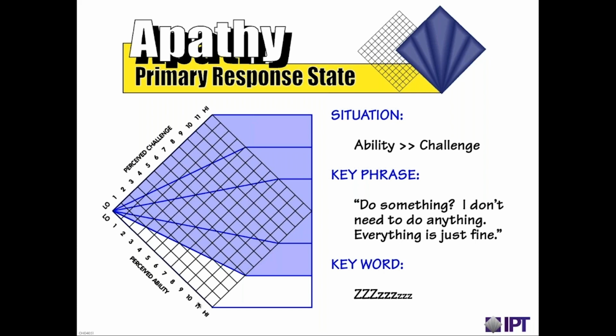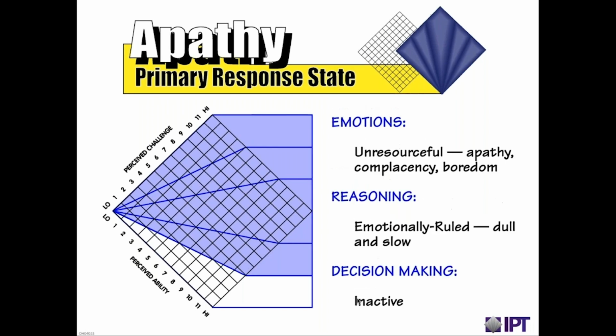Apathy sounds like this: I don't need to do anything. Everything's just fine. Everything is a-okay. It's all under control. Now, again, they could be deluding themselves completely and totally, but if that's their perceptions, this is going to be their response. I don't need to do anything. Everything is really just fine. Now, the key word for apathy is spelling out whatever. A sleeping person sounds like a nice little snore.